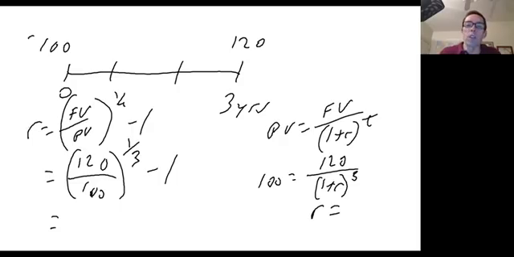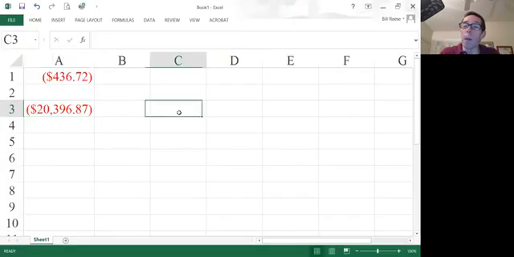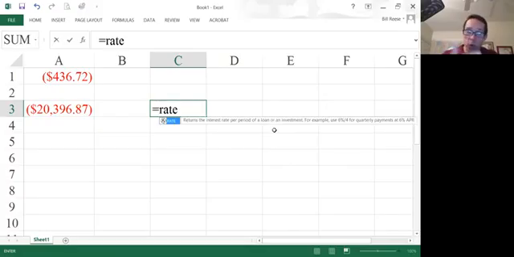So let's go into Excel to get the answer for this. Go back over to Excel here. And as you probably remember from before, we are going to use the rate function. So we're going to say equals RATE to solve for the interest rate.